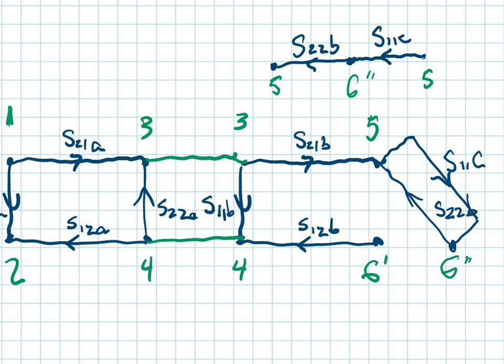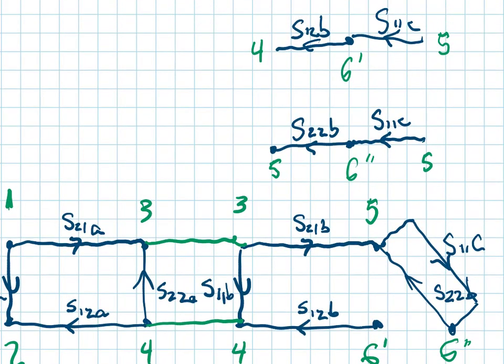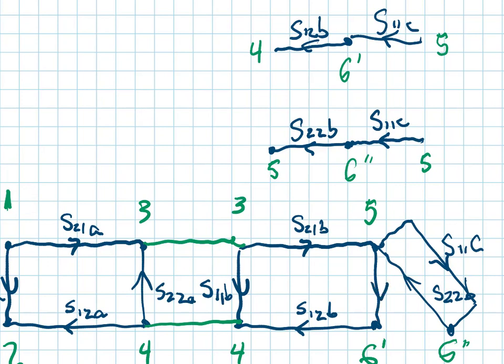Okay, and then if we bring back node 6 prime in here, it's got S12B exiting from node 6 prime going to node 4. Well, that's still there from our original drawing. S12B, right? And we have S11C coming from node 5 into node 6 prime. So let me draw that. That's a S11C.